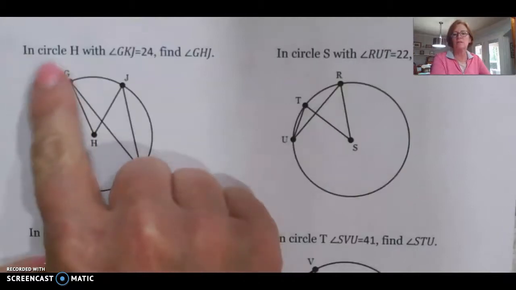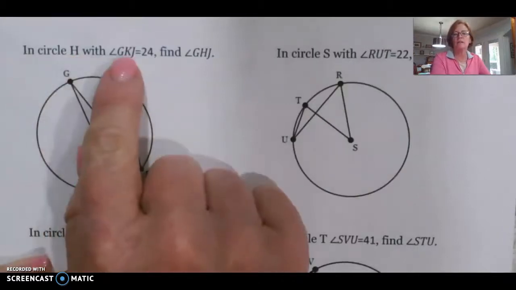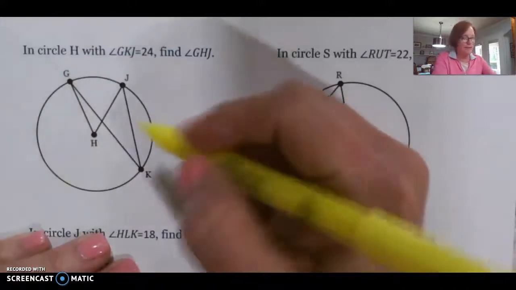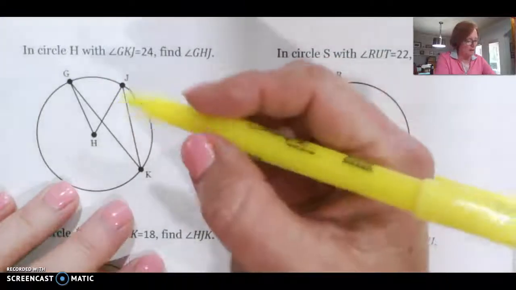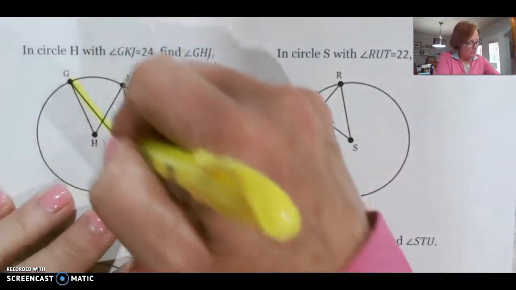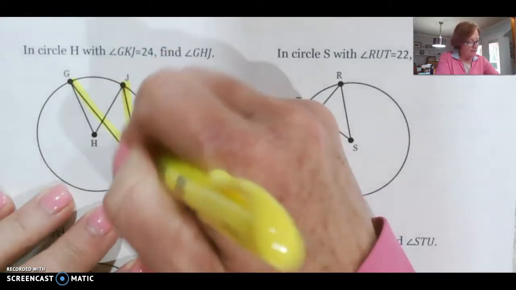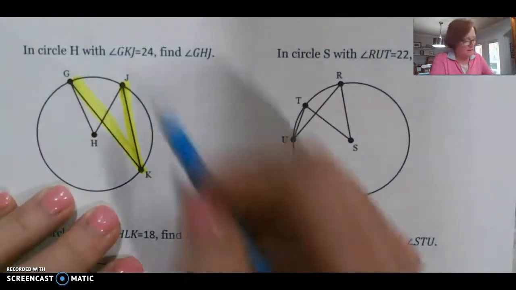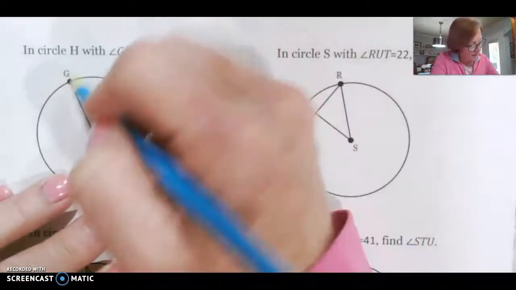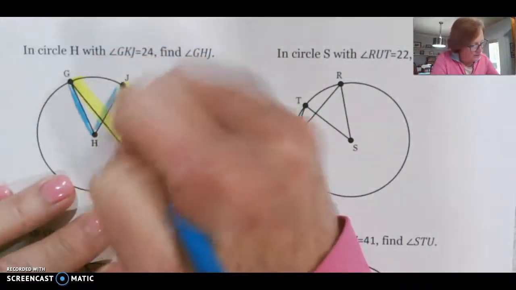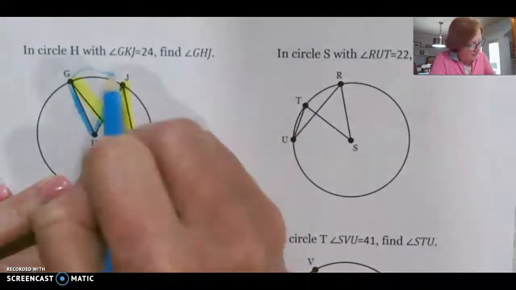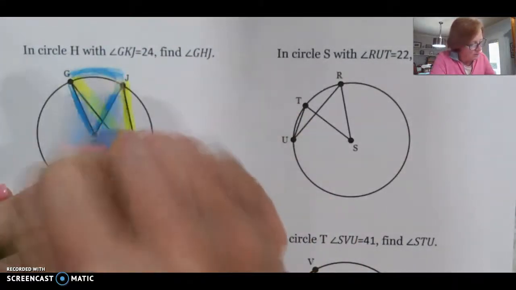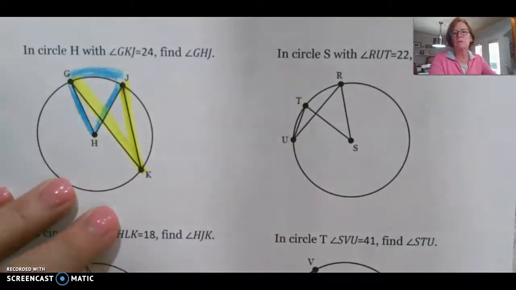Okay, so I'm going to start with circle H with angle GKJ. Well, this is not going to be a central angle because it does not have the letter H in the middle. So I know that it's going to be an inscribed angle, so I'm picking up my highlighter. G backwards to K, back to J. I'm highlighting it yellow. I know it's going to be little. So that means that G to H to J is going to be a central angle, and that's going to have an arc that's equal to it.